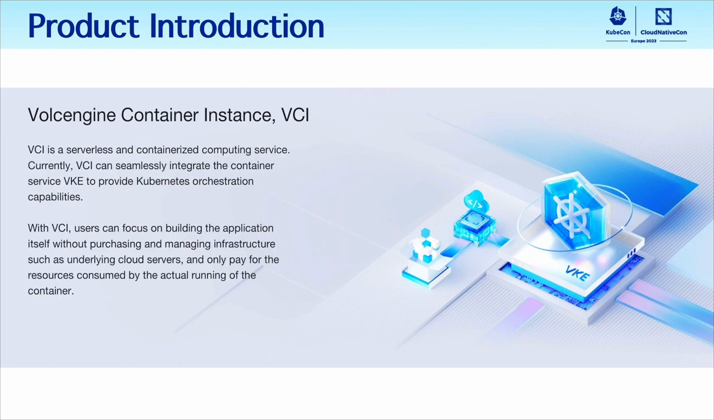Vulkan Engine Container Instance. VCI is a serverless and containerized computing service. Currently, VCI can seamlessly integrate the container service VKE to provide Kubernetes orchestration capabilities. With VCI, users can focus on building the application itself without purchasing and managing infrastructure such as underlying cloud servers, and only pay for the resource consumed by the actual running of the container.